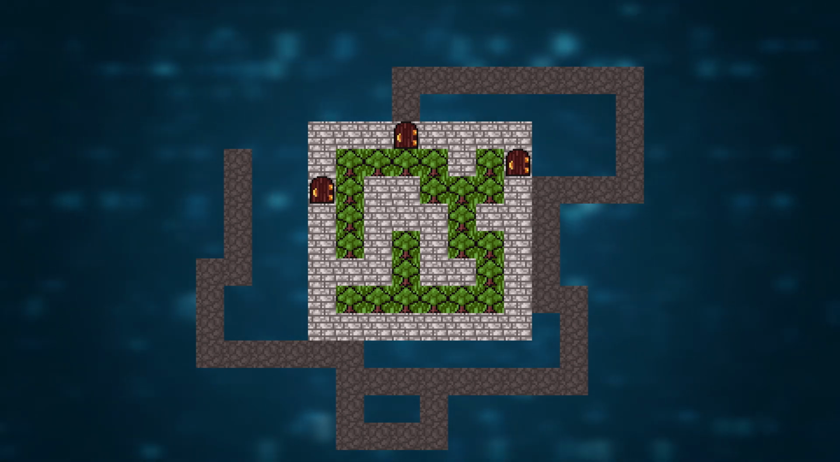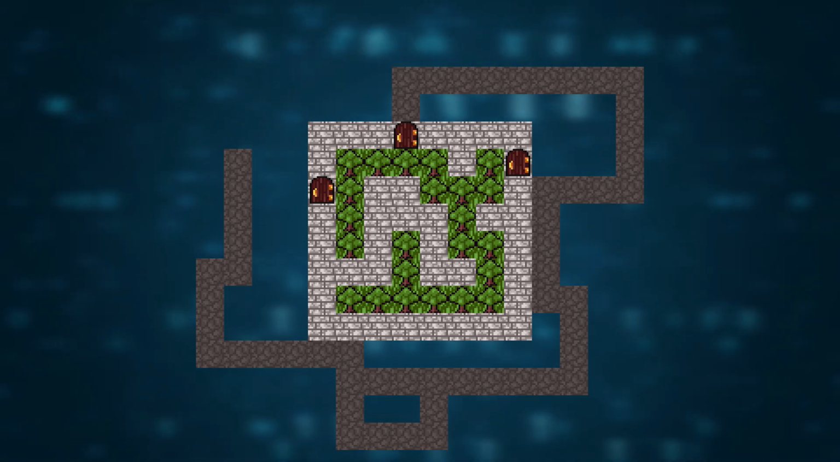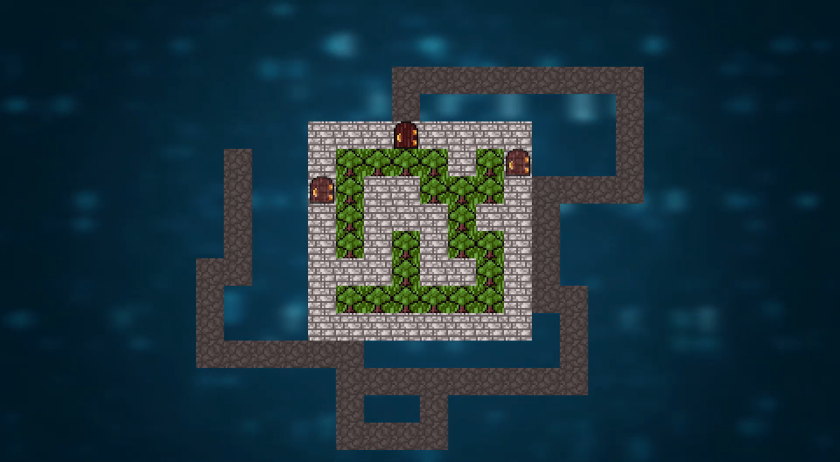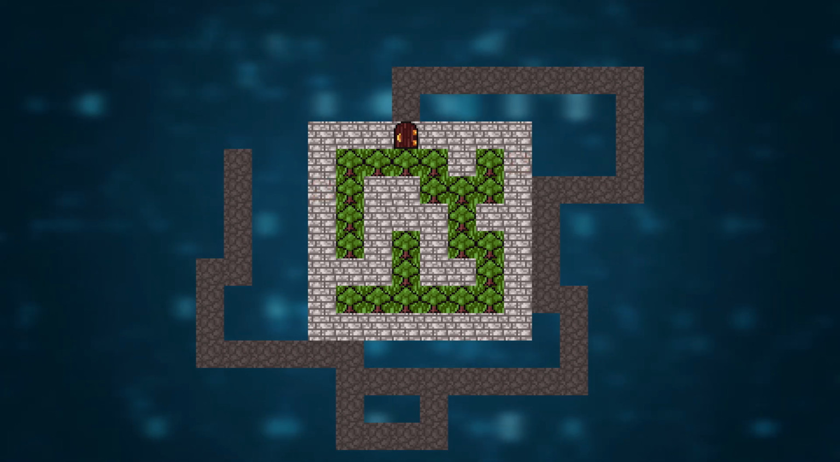And before we close out the generator, we'll just do a quick check of the doors along the outer bounds of the structure, removing any that are obstructed by solid tiles. So now we have a way to generate more complex rooms that could have traps, puzzles, and other goodies.